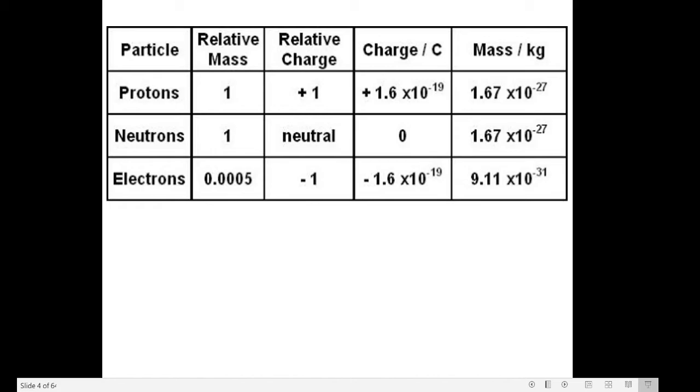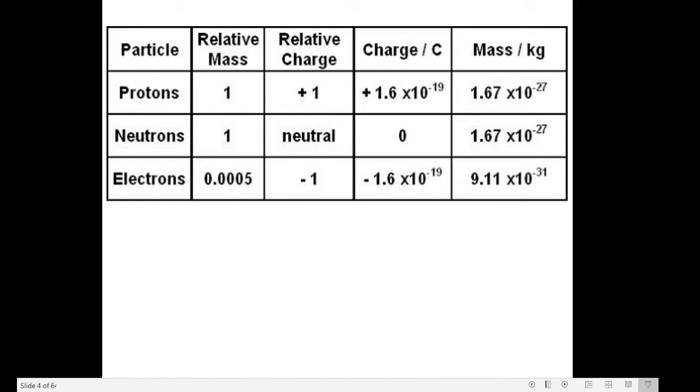So this table is very important. Proton has a mass of 1, neutron has 1, and electron has 0.0005. They confuse with these zeros. In the options they mention different numbers of zeros in different orders, so we may get confused. Then relative charge. What is relative charge? First one is relative mass, and the next one is the relative charge. In this relative charge part, we know protons have a positive charge, plus 1, and electron has minus 1. That is the relative charge.